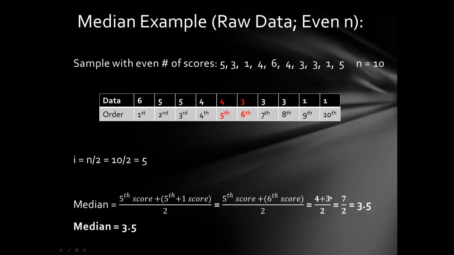So 4 plus 3, my 2 midpoints, divided by 2. 4 plus 3 is 7, divide that by 2, and we get 3.5 as the median. So the average of the 2 midpoints, or the mean of the 2 midpoints. And here you can see we have 4 scores above and 4 scores below the median.